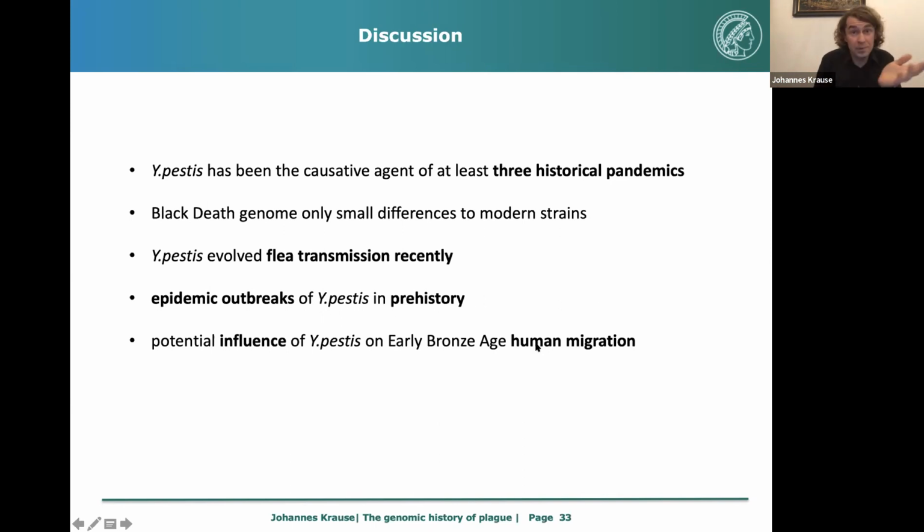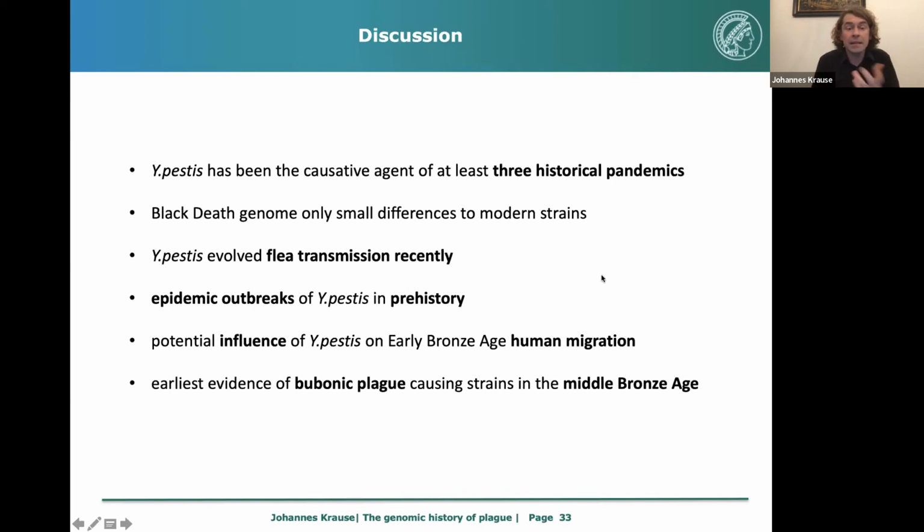We probably have an influence on these early migrations. So it's interesting that the moment plague pops up, you see big dynamics, actually big shifts within the human DNA. So it could be that those pandemics actually changed human migration patterns or influenced them. And again, the earliest evidence for bubonic plague, so the plague that we find in the world today, is already 4,000 years old.